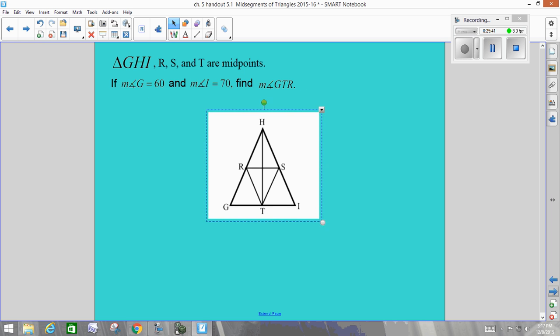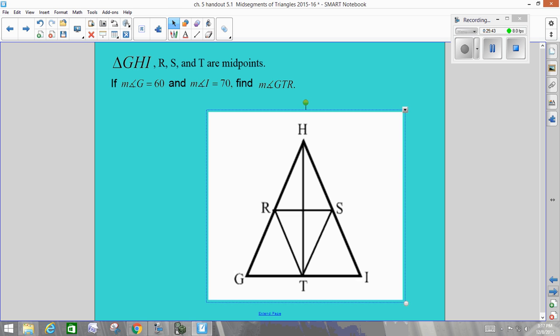Okay, the next one deals with angles here. This is a little bigger for us. R, S, and T are still midpoints. Angle G is 60 degrees. Angle I is 70 degrees. And we're trying to find GTR.